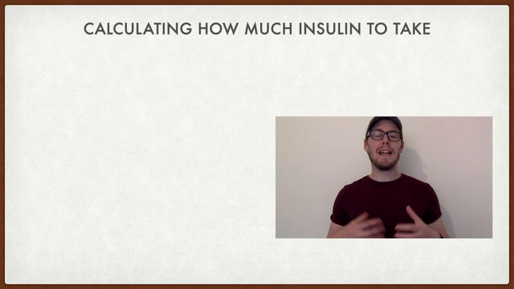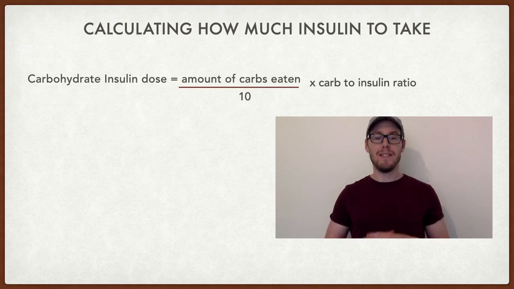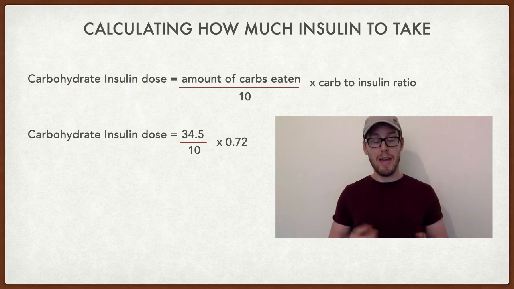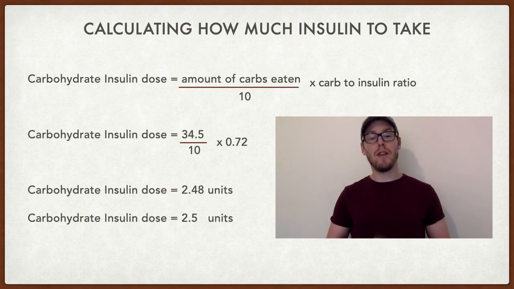So now I need to calculate how much insulin to take, and I call this my carbohydrate insulin dose. My carbohydrate insulin dose is equal to the amount of carbs I have eaten divided by 10 multiplied by my carb to insulin ratio. So if I go back to my example of the cereal, my carbohydrate insulin dose is equal to 34.5 grams, which is the amount of carbs I ate, divided by 10 multiplied by 0.72. This equates to a carbohydrate insulin dose of 2.48 units.